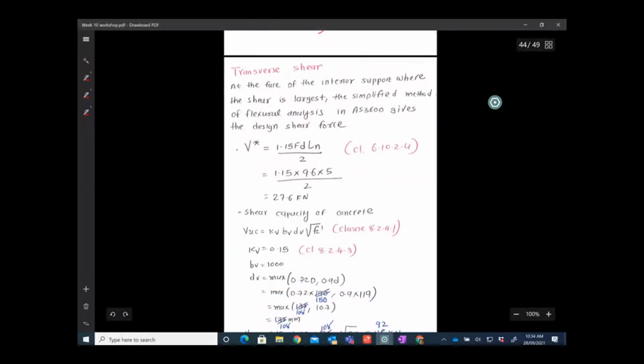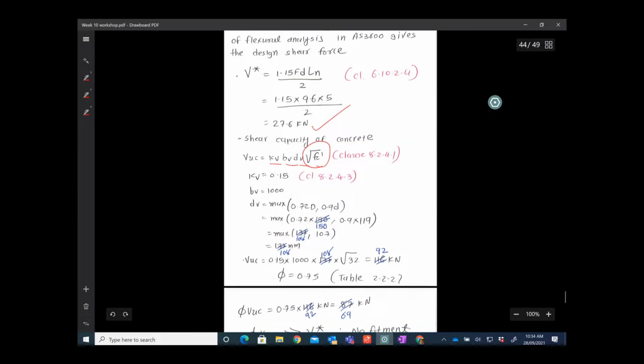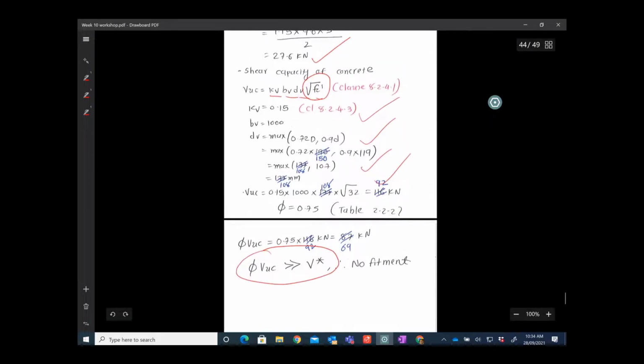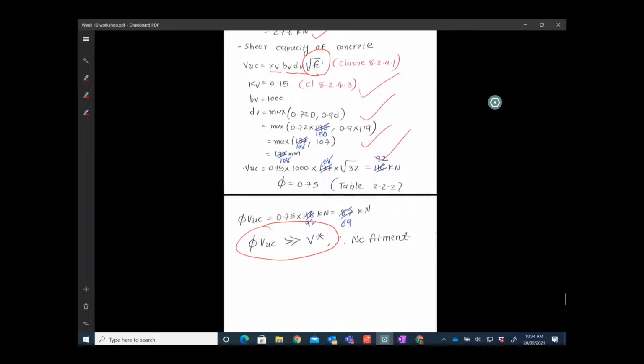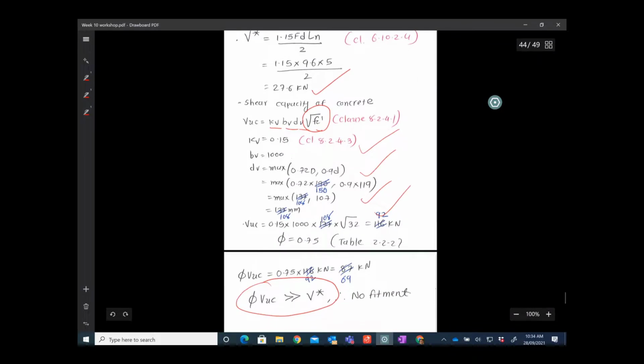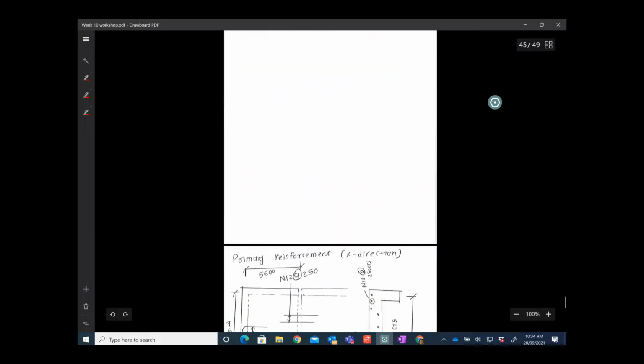So look, we don't provide shear reinforcement like fitments, but we do check. So you calculate this V star, and you know this KV, BV, DV, FC dash. Same thing that we discussed in the one-way slabs. If you go through it, I'm sure you will not be disappointed. So basically, your shear of the concrete would be adequate. That will take into account that V star. So you don't need to worry too much about this V star, but you do checks, and if you do these checks, I'm sure you will not have any issue.